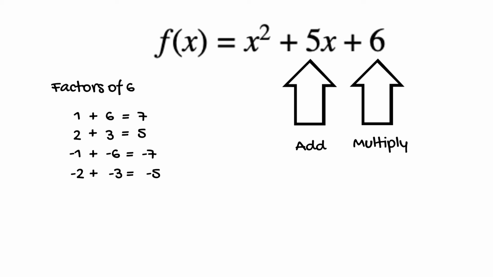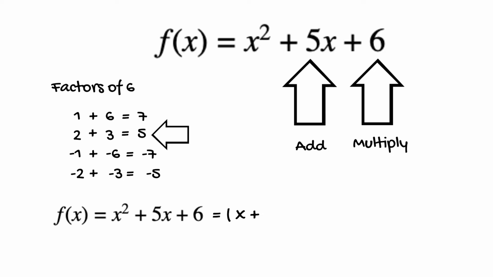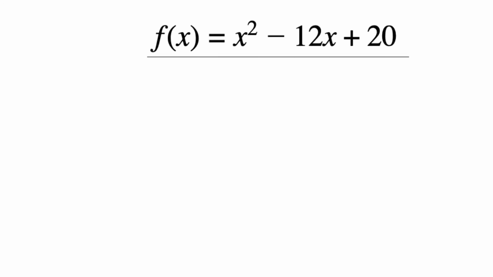So what is the only combination that multiplies to give you 6 but adds to give you 5? Well, it's 2 and 3. So therefore, we can say f of x equals x squared plus 5x plus 6. The factors are going to be x plus 2 and x plus 3, and you're done. Let's do some more examples. Suppose we're looking at the function f of x equals x squared minus 12x plus 20.